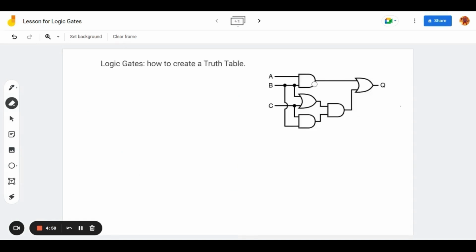Hello, my name is Anish Das, and today I will be teaching you how to do logic gates. The first step in learning how to use and do logic gates is to learn how to make a truth table. What is a truth table, you say? A truth table is a table that allows us to solve for the value that's going to be at the end of the logic gates.